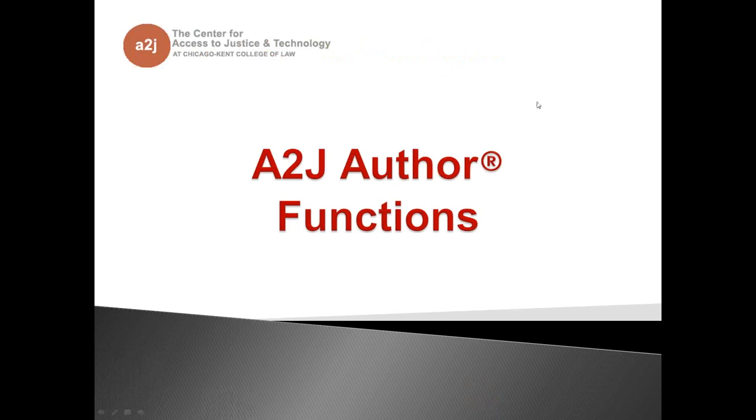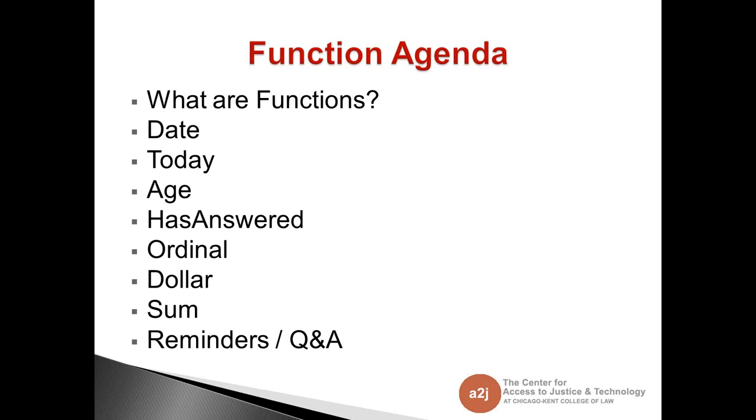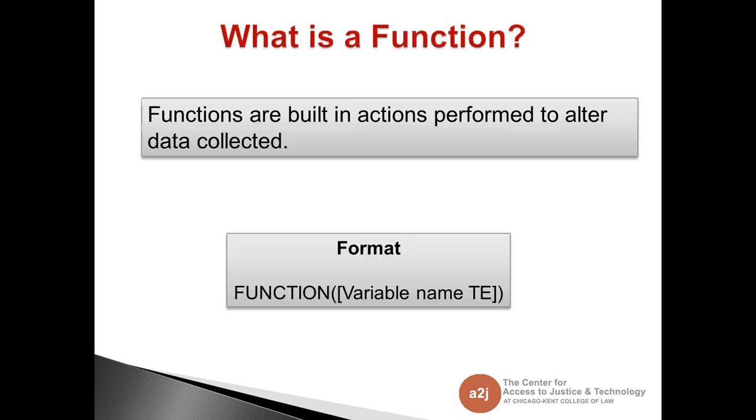So today's training is on A2J Author functions. The agenda will explain what functions are. Then we'll go through the seven functions of date, today, age, has answered, ordinal, dollar, sum, and then some quick reminders about functions, and then questions and answers if you have any. So getting started, what is a function? A function is a built-in action performed to alter data that is collected.